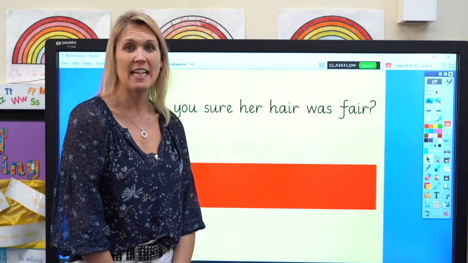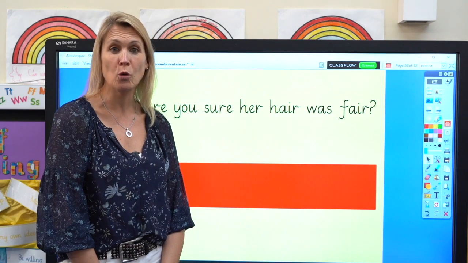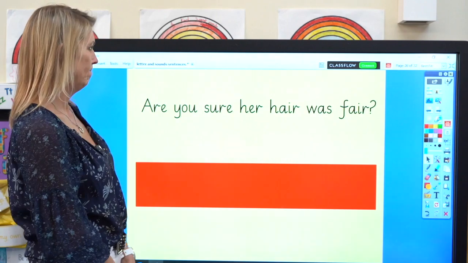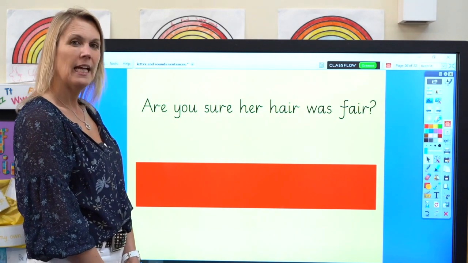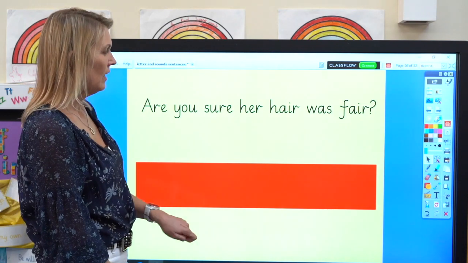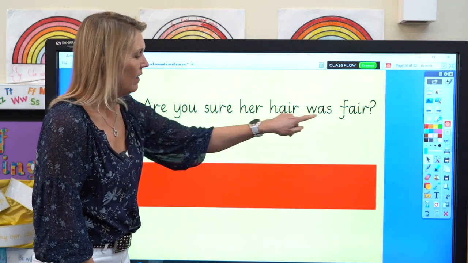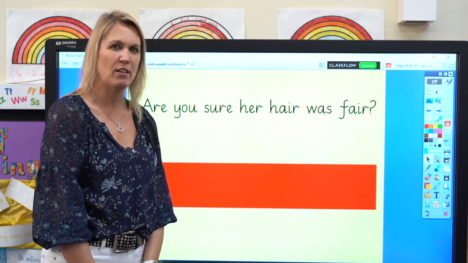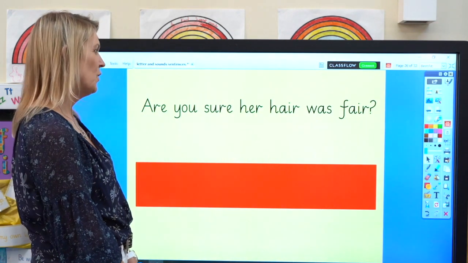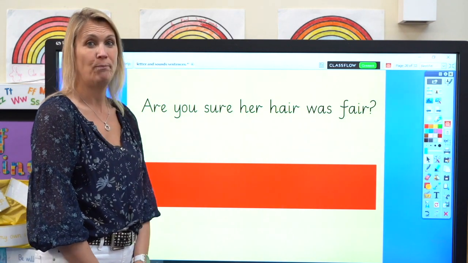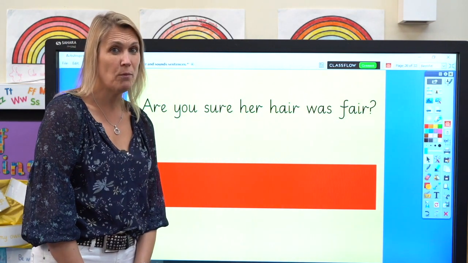Can you spot any of our review sounds? Your, or... Have a good look. Can you see them? Yes. Here's your, and then we've got air and air. Well done. Can you see any other digraphs? Good spot. Yes, look, there is the sound... Can you see any of our tricky words?